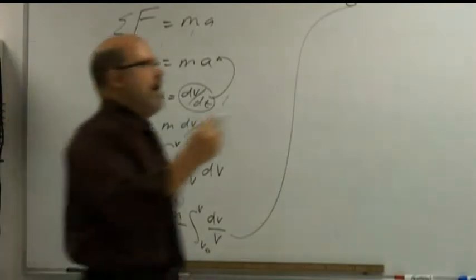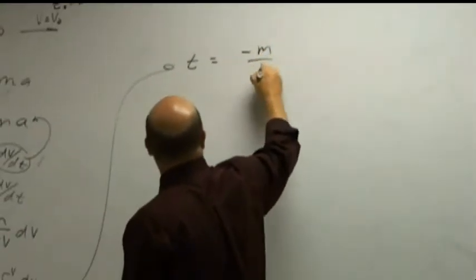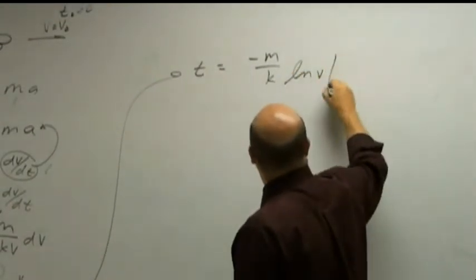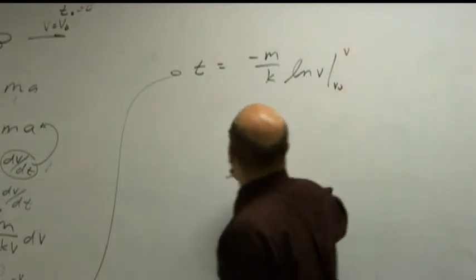It doesn't matter. Okay, so I get t equals negative m over k. What's this integral? ln of v, from v naught to v, right? I'm going to do it step by step.